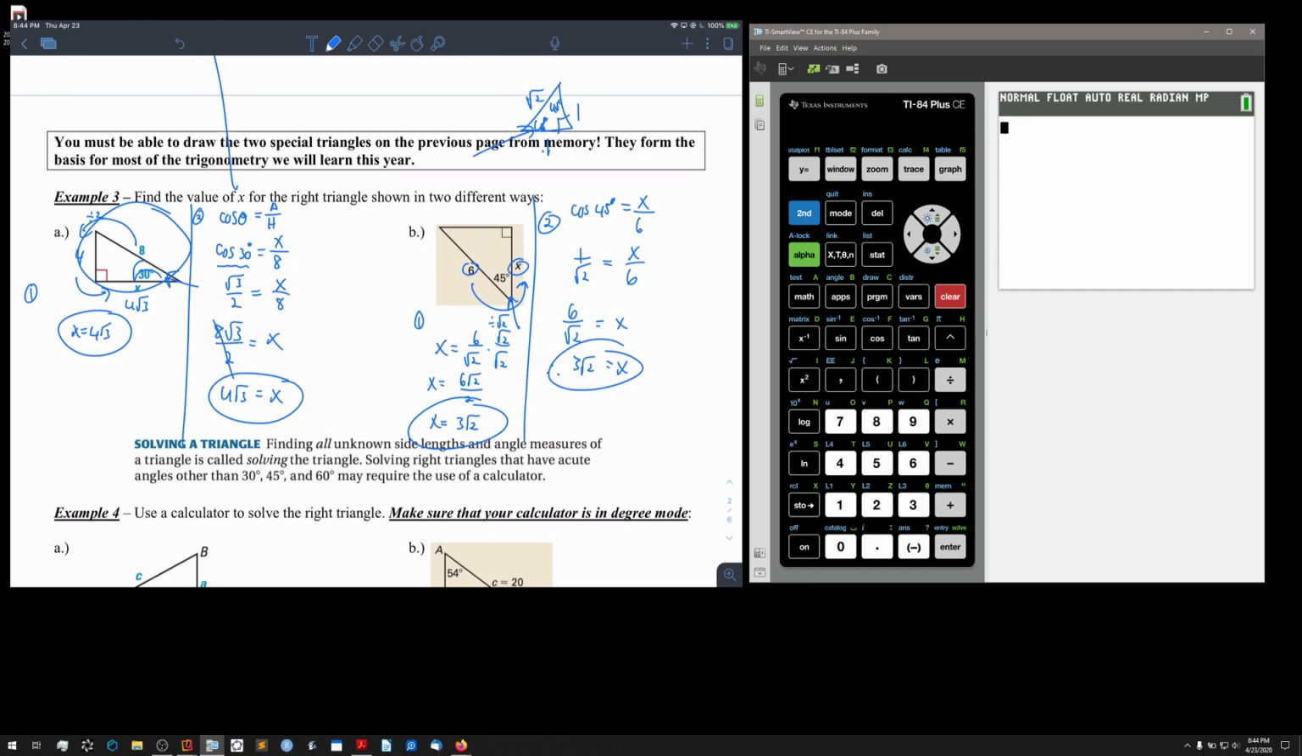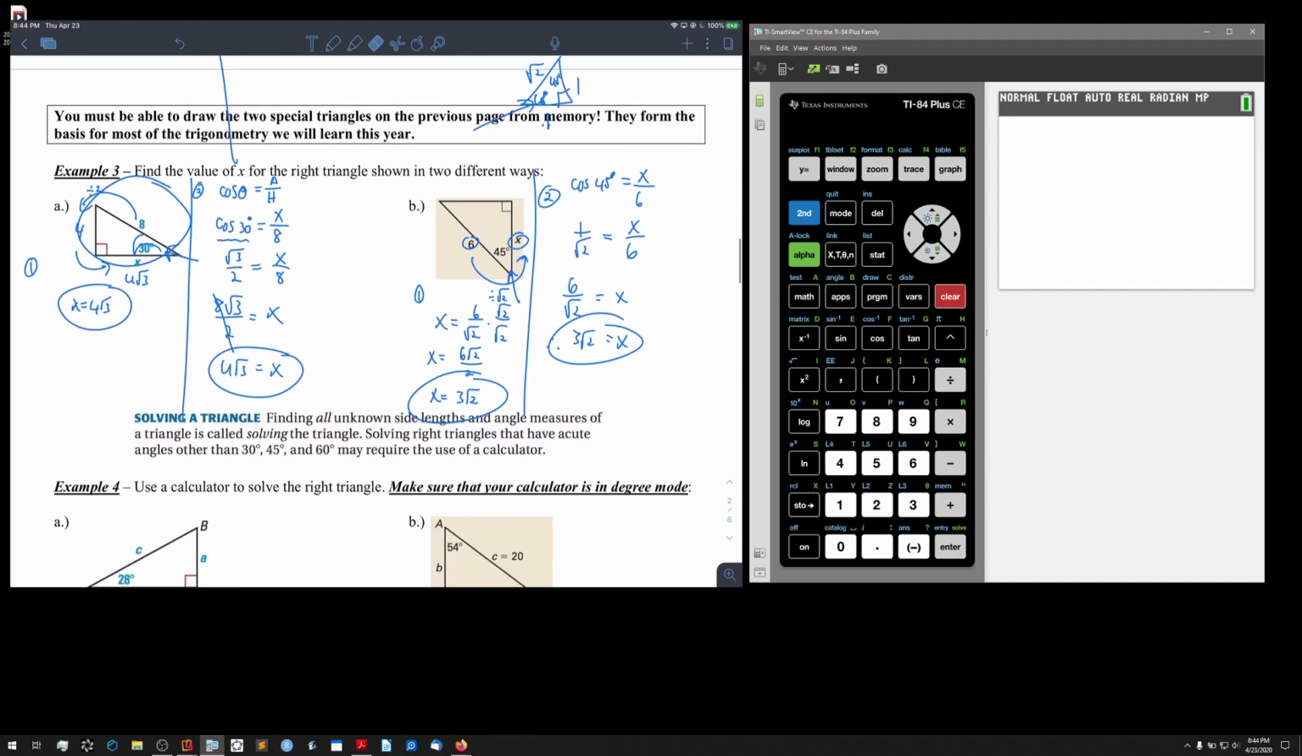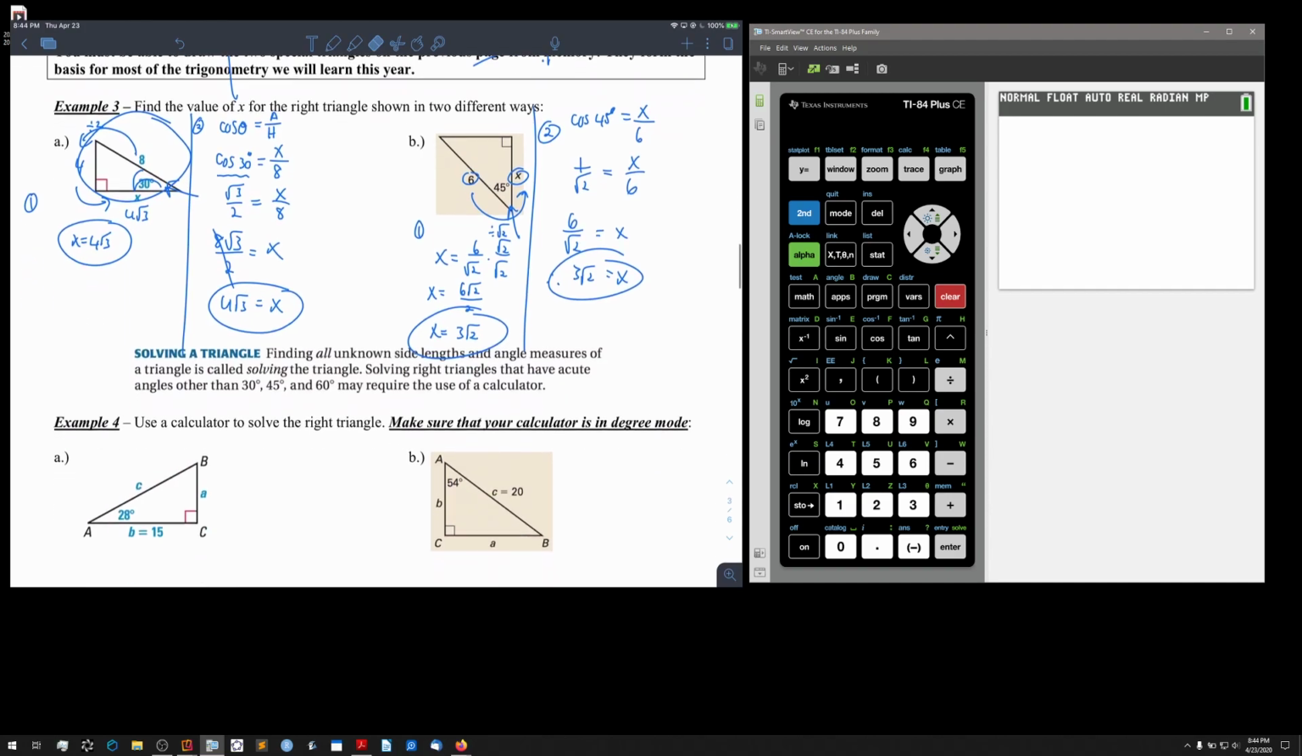All right, and then I have to say that something that surprised me last year was the students' difficulty with this type of question, solving a triangle, okay? Because solving a triangle has a specific meaning for us. Solving a triangle means find everything I don't know about the triangle, okay? So finding all unknown side lengths and angle measures is called solving a triangle.